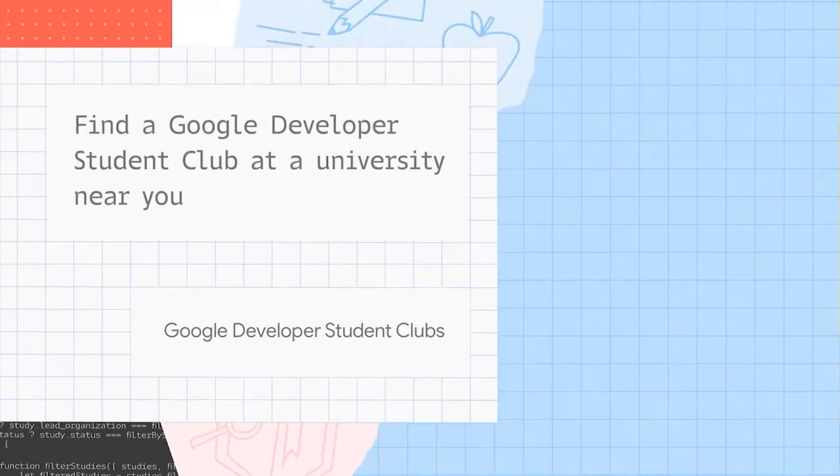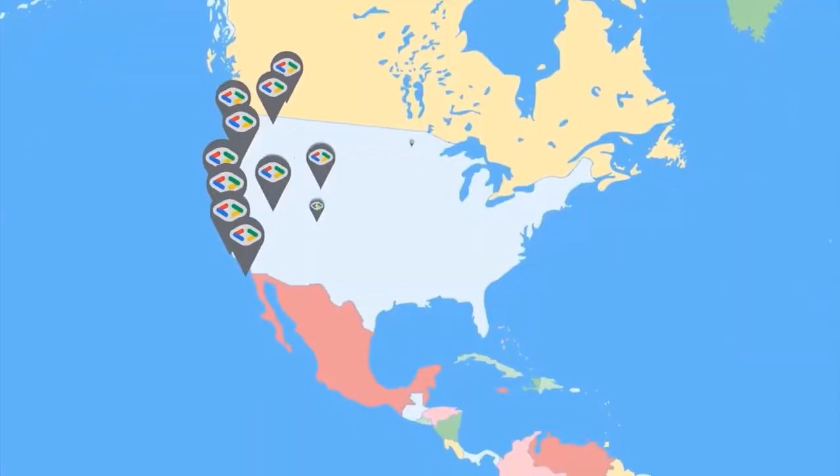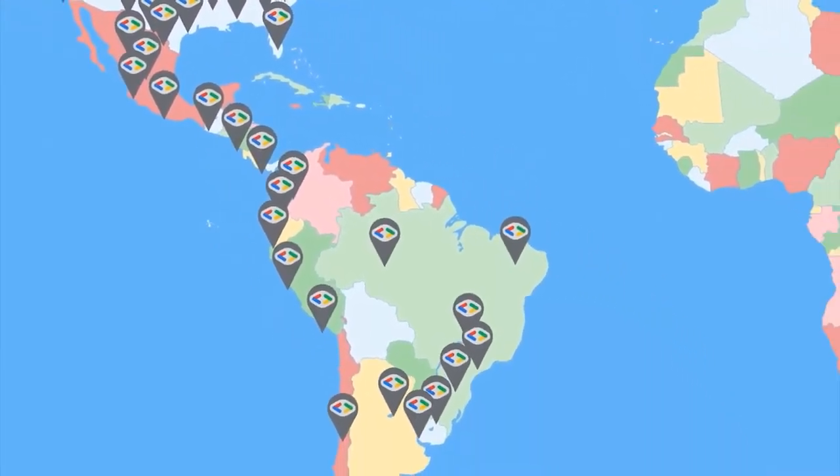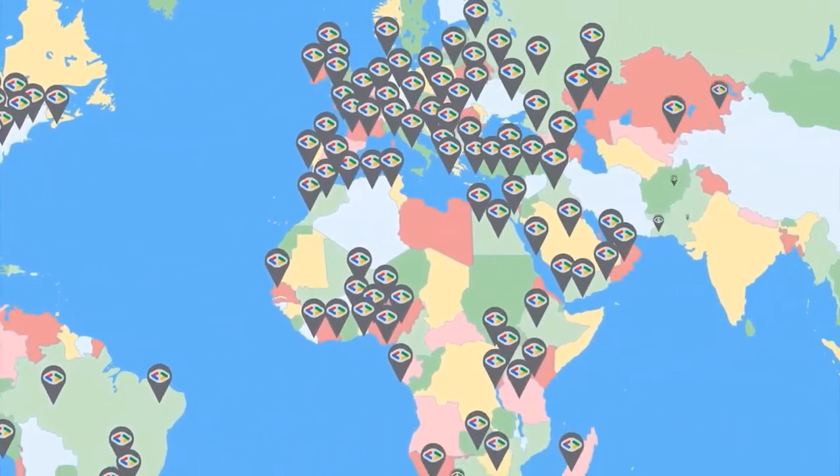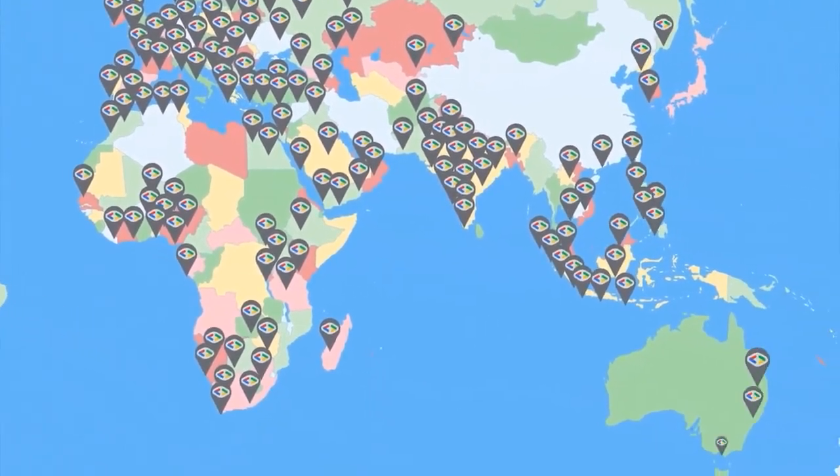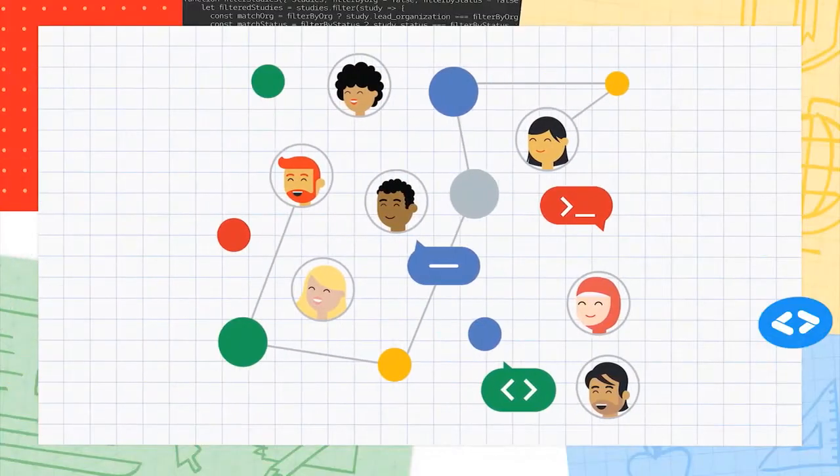There you have it, a brief description of DSC from Google's perspective. The first DSC club launched in 2017 in India, and today there are more than 1,200 universities in more than 105 countries with the club, which means that you'll be part of a global network of developers.